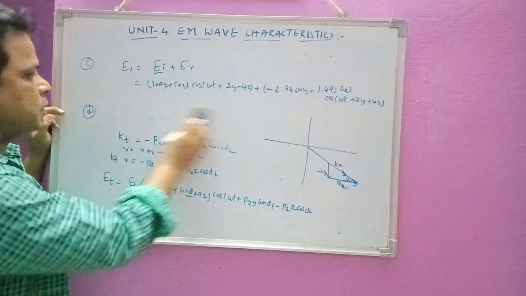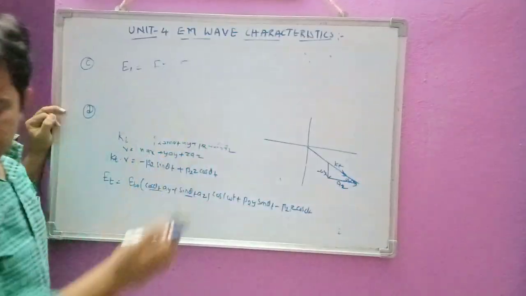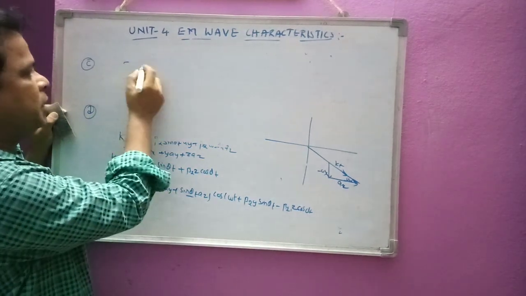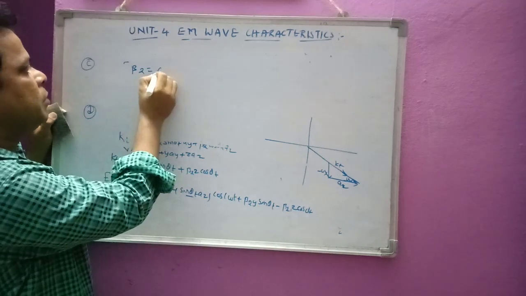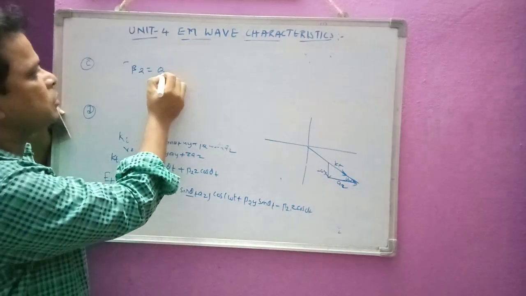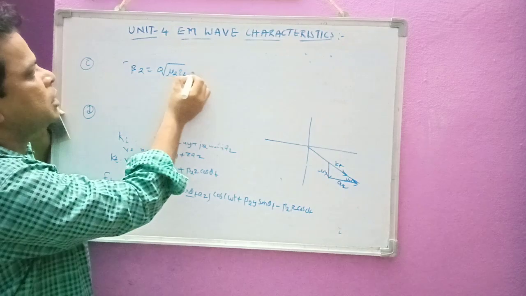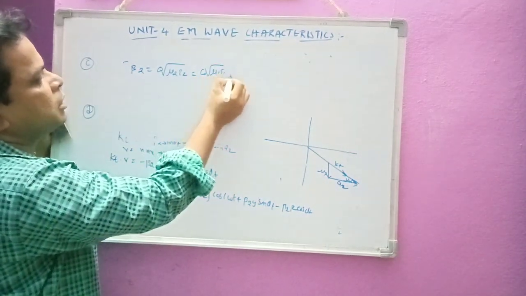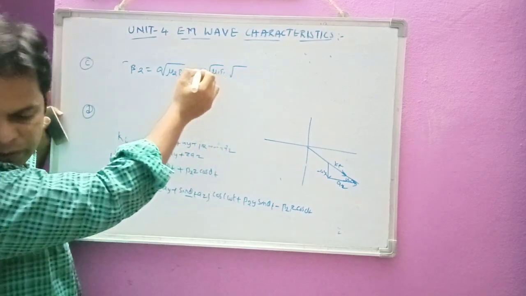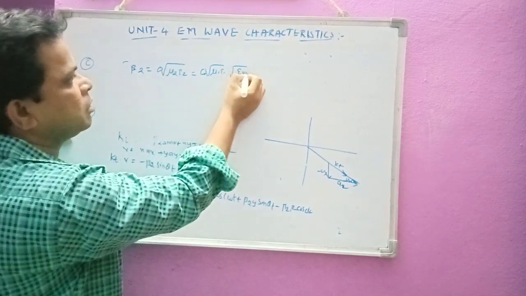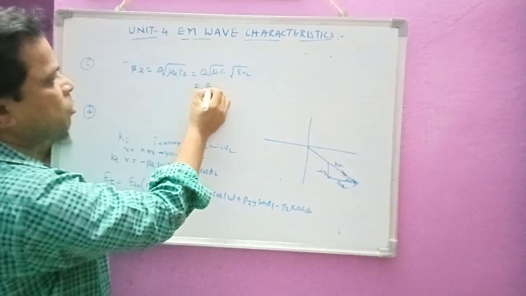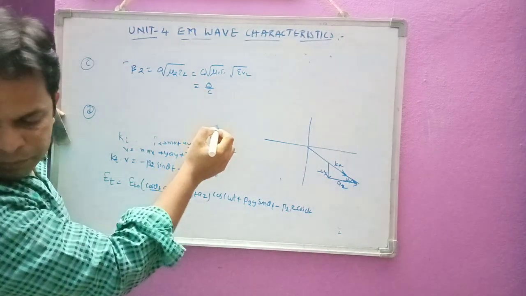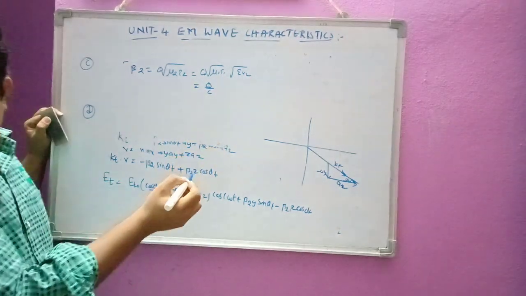Now I have to use this value of beta 2 here. So we have to find beta 2. Beta 2 is equal to omega into square root of mu 2 into epsilon 2. That is omega into square root of mu naught epsilon naught into mu r2 epsilon r2. Mu r is 1 here, so that is omega by c into square root of epsilon r2.